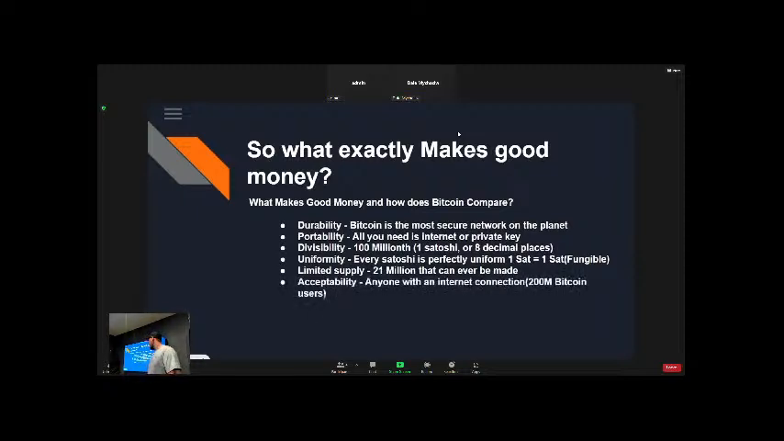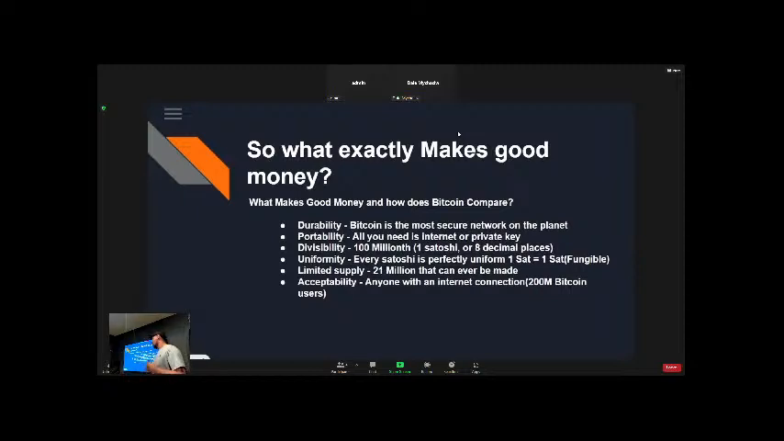Acceptability, so there's a couple ways that we can look at acceptability as a monetary thing. One is, do people have the ability to accept it? And 2, are people accepting it? So currently there's about 200 million Bitcoin users estimated out in the world today. That's a lot of people, and it's only growing. The market cap is continuously growing. Interest is growing with the technology. So, Bitcoin's not quite there on that front, but it's getting there very, very quickly. Countries are now adopting it, such as El Salvador, which is really cool.